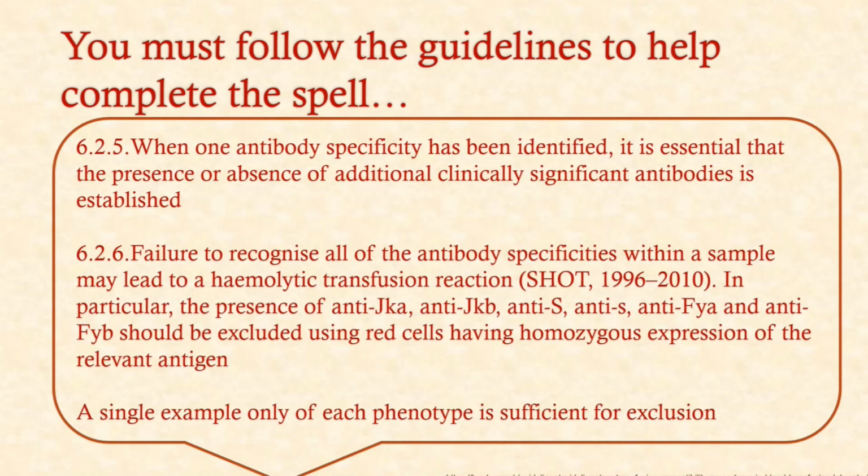You only need a single example for each phenotype for exclusions, but as you'll see when we go through, I personally like to use two, but I think that's just coming from a reference lab, where you see lots of weird and wonderful cases.